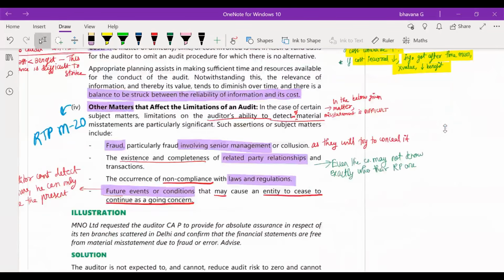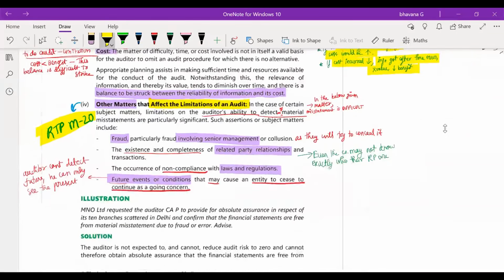Next is other matters. This was an RTP May 20 question. We always take a sentence like other matters for granted, but in the May 20 RTP, this was a question. See, other matters that affect the limitation of audit. This is the question they have asked, and you have to explain what the other matters that affect the limitation of audit are.